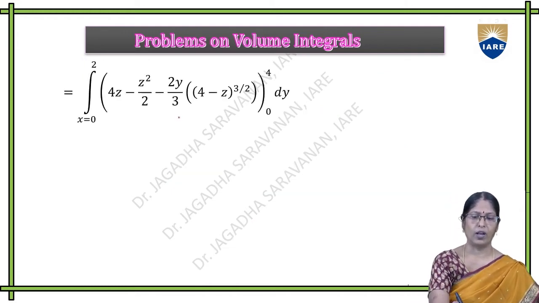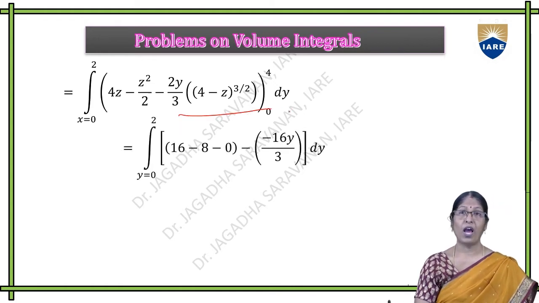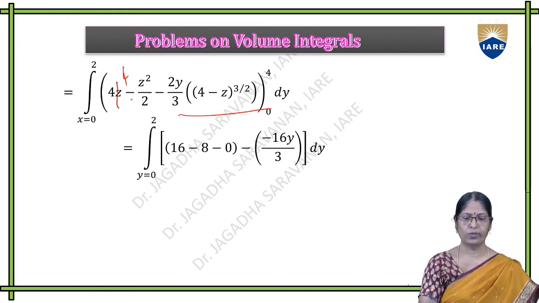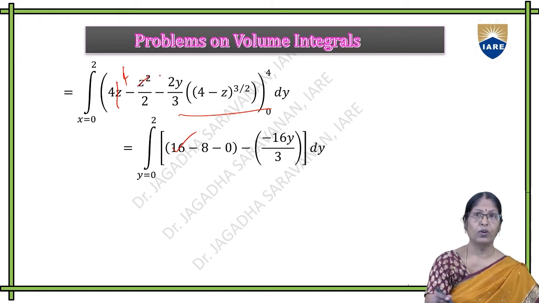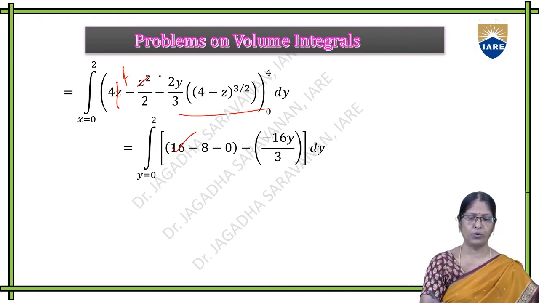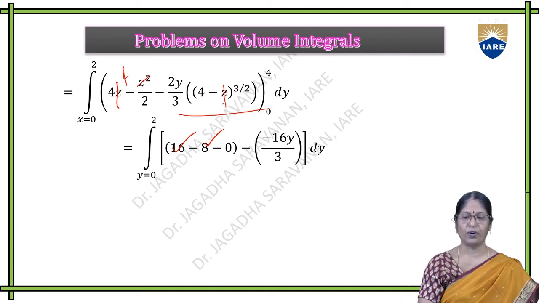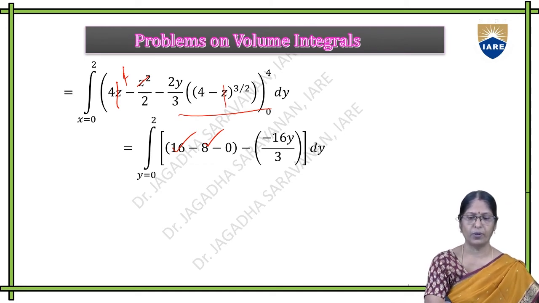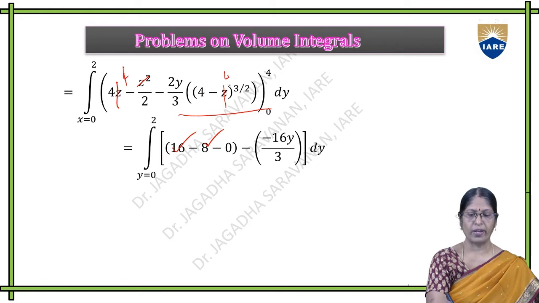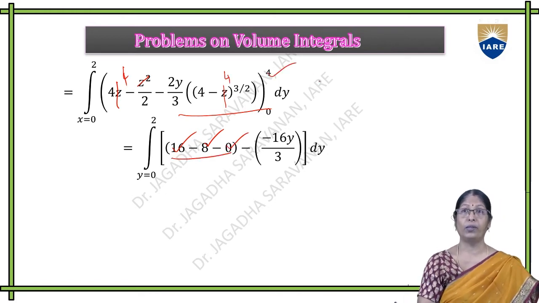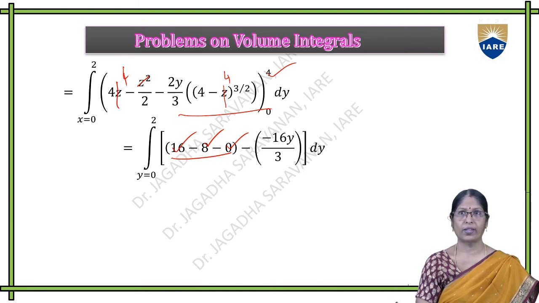Now, this is the last step. We are going to substitute in the place of z, 4. It is replaced by 4. 4 into 4, 16. Here also 4 square, 16 by 2, 8. Here, this we are not going to touch, only in the place of z we are writing. So we can see it here, 4 minus 4, 0. So the upper limit value 4, the work is completed.